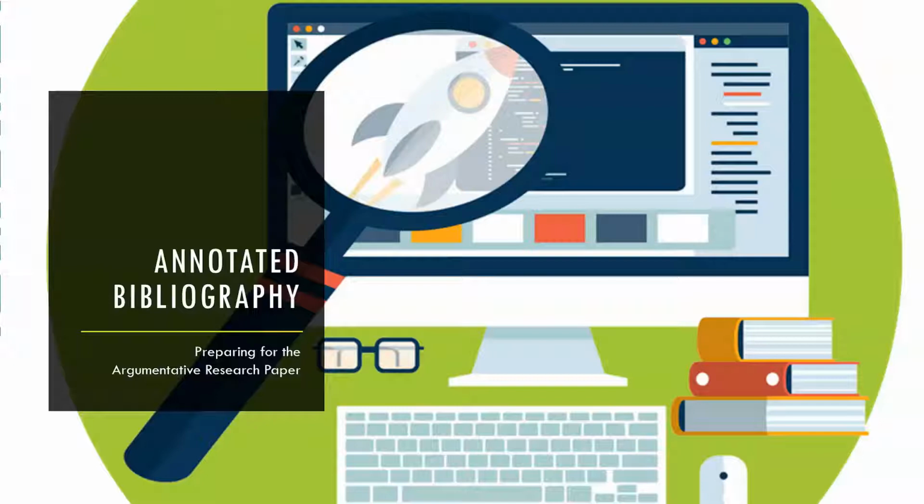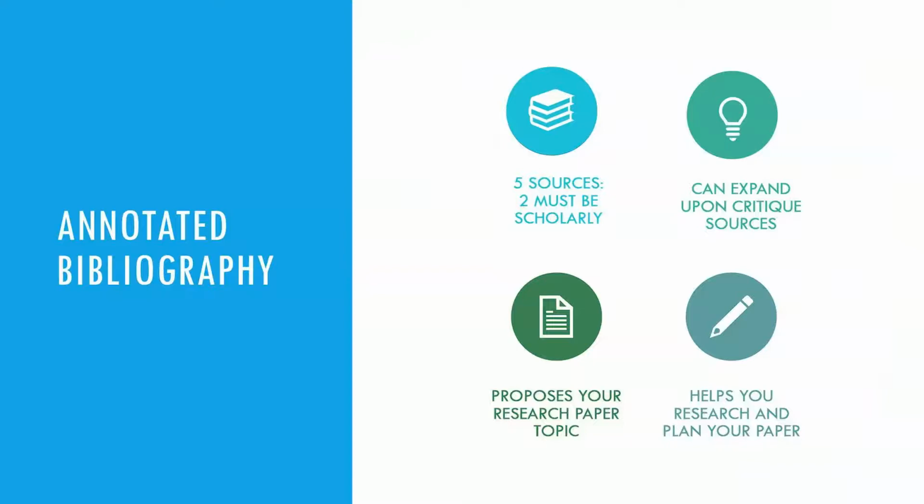So this means that before you can complete the annotated bibliography, you do need to settle upon a topic for your argumentative research paper. Now, you can expand upon your critique. If you want to continue with the same topic, you feel that you have your own argument to make about the topic that you researched for the critique, you can certainly pursue that in your final paper and the annotated bibliography.